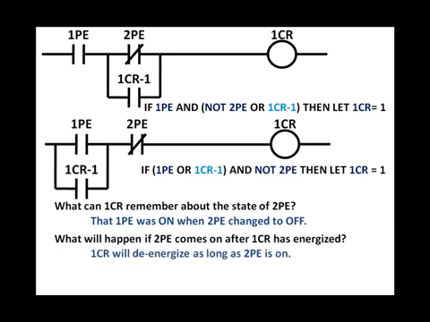What is the only condition that will de-energize 1CR once 1CR has been energized? Keep in mind that 1CR-1 is closed anytime 1CR is energized, and 1CR-1 bypasses 1PE normally open. So what is the only way to de-energize 1CR once it's energized? That's correct. 2PE photo eye comes on. On is not the normal condition, so the normally closed is no longer closed.